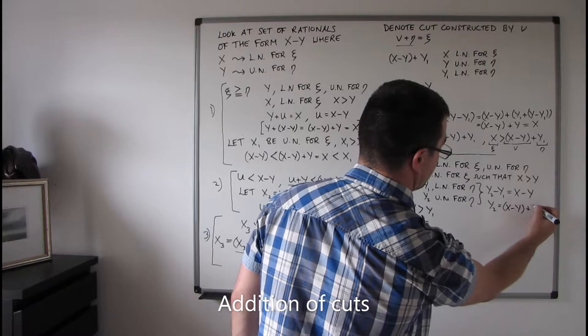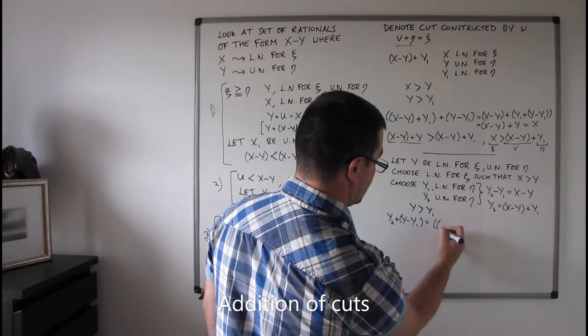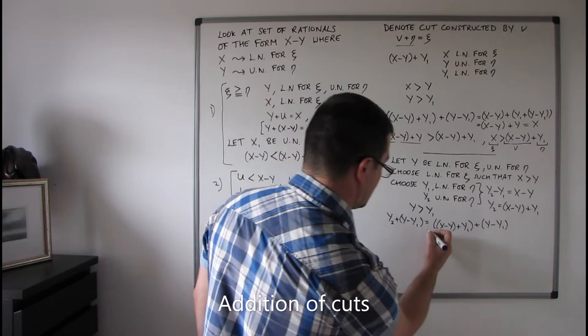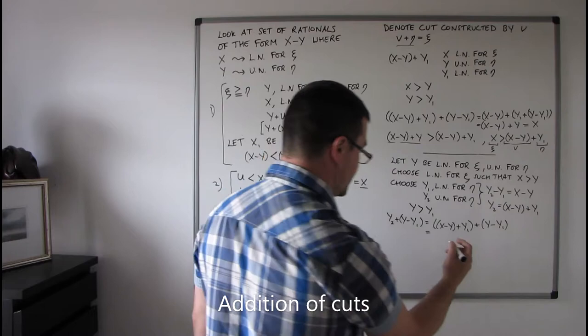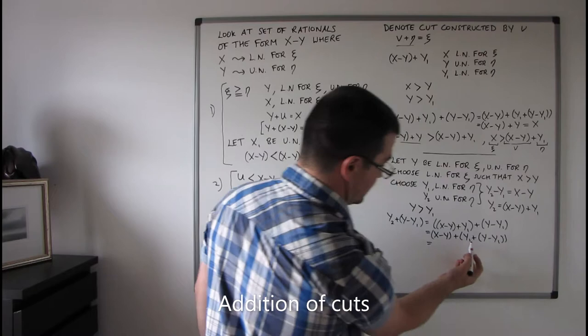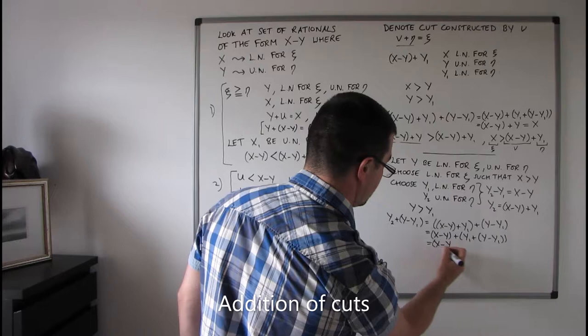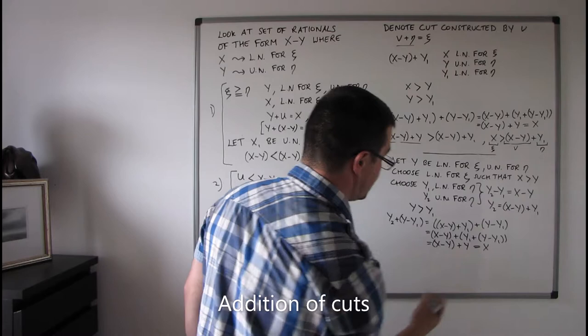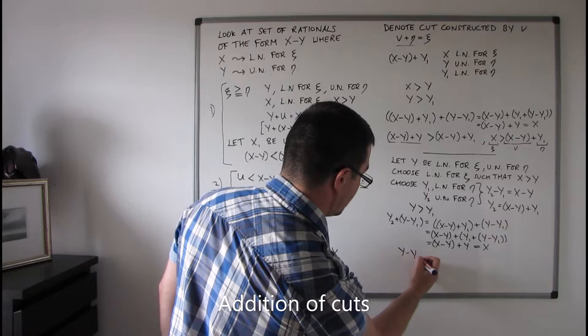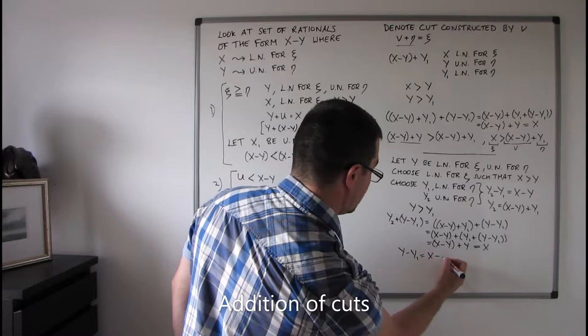So this is equal to x minus y plus y1 plus y minus y1, which is equal to, using associativity, sorry, x minus y plus y1 plus y minus y1. So y1 plus y minus y1 is just equal to y, so I get x minus y plus y, which is, of course, equal to x. So therefore, y2 plus y minus y1 is equal to x, and therefore, y minus y1 is equal to x minus y2.